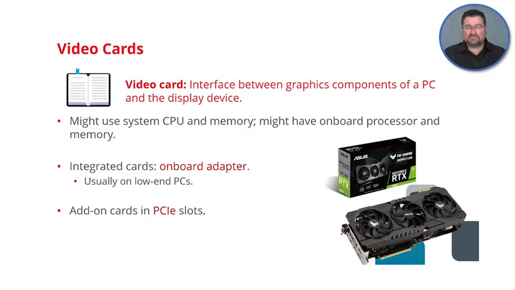There's two types of ways we can have video introduced into a PC. It can either be on a separate card, like you see here, which is awesome. This is a GeForce RTX. It's got built-in fans because it has so many GPUs, which are small processors for graphics, produces heat, so it has its own built-in fans.